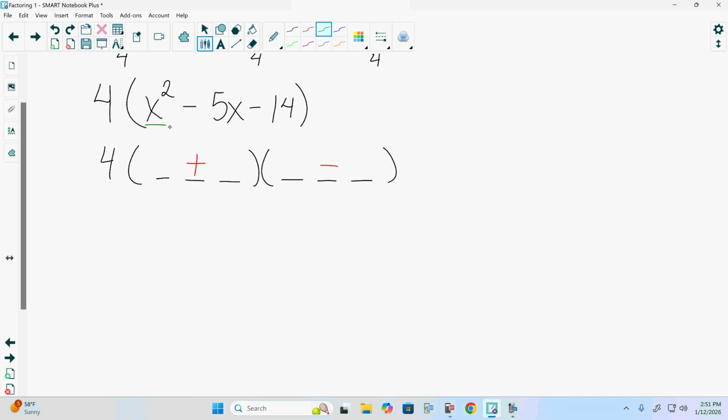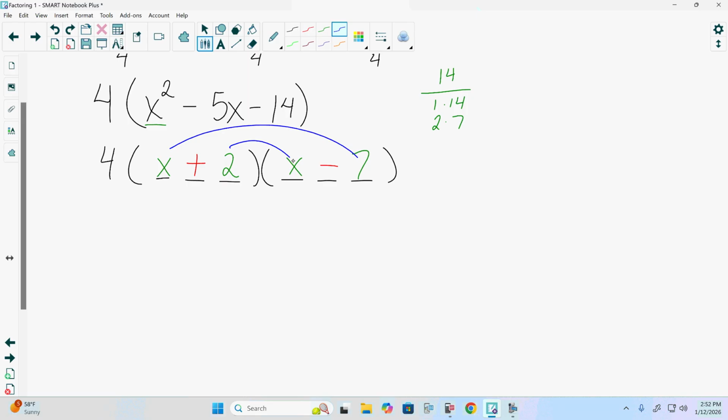Factors of the first and third terms. Well, the factors of x squared are x and x. The only factors of 14 are 1 and 14 or 2 and 7. Which one do we want to try first? 2 and 7. Which one do we want positive, which one negative? 2 positive, 7 negative.